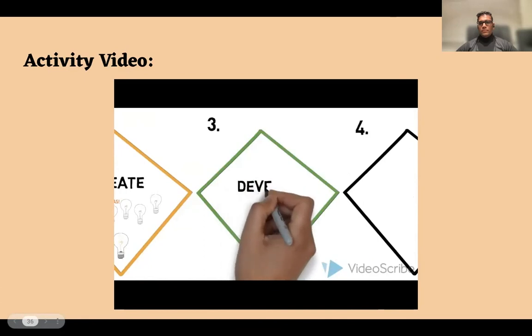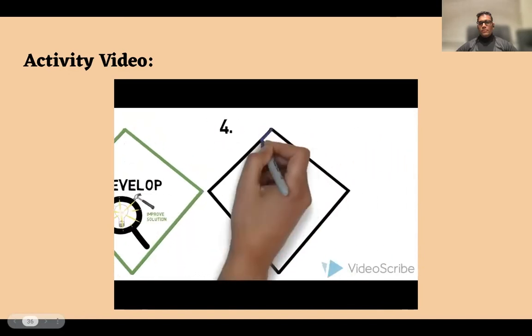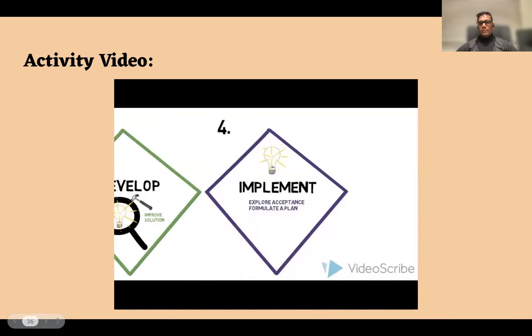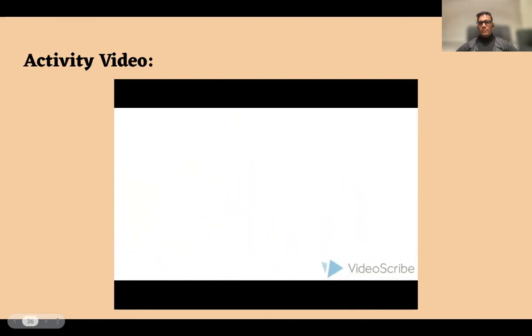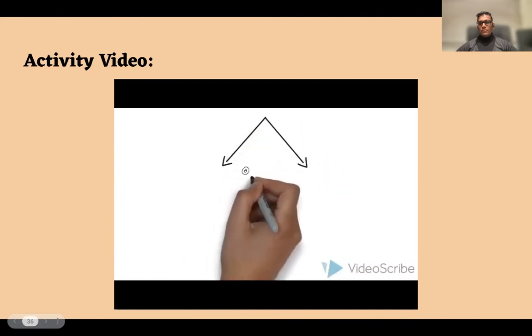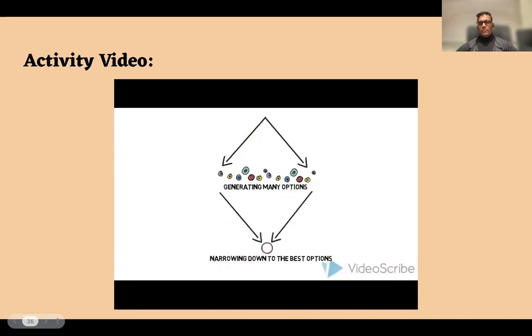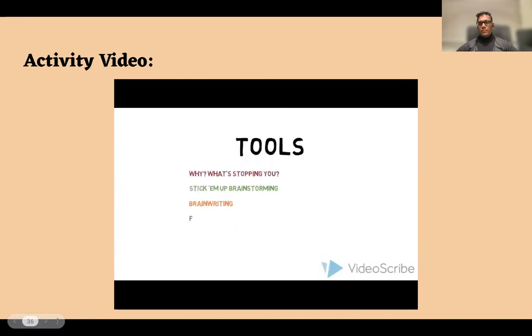Now it is time to develop your idea. Here, you analyze the aspects of the idea and improve upon it. This is the time to make it a truly workable solution. In the implement stage, you have a solution on hand, and you must explore acceptance and formulate a plan. In this stage, you work through the details of what needs to happen, by when, and by whom. In each stage, we employ both divergent thinking, generating many possibilities, and convergent thinking, narrowing down to the best options. There are a lot of different tools that help us through each stage. These tools help groups get unstuck when working with a difficult challenge, stay on track, be their most creative, and reach consensus.